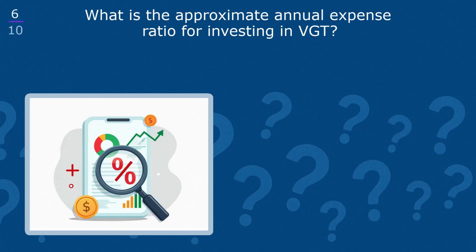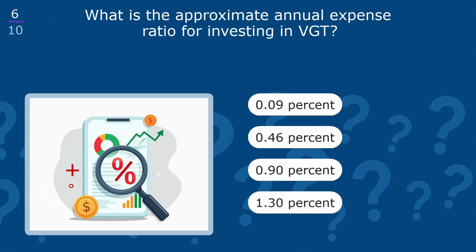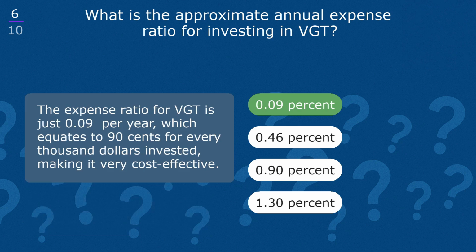What is the approximate annual expense ratio for investing in VGT? 0.09%, 0.40%, 0.9%, 1.30%. The expense ratio for VGT is just 0.09% per year, which equates to 90 cents for every $1,000 invested, making it very cost-effective.